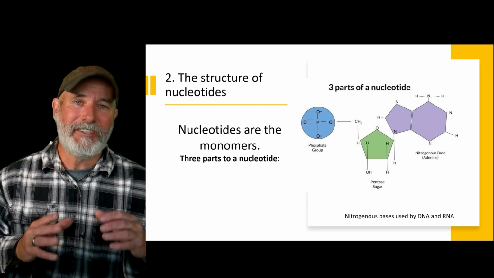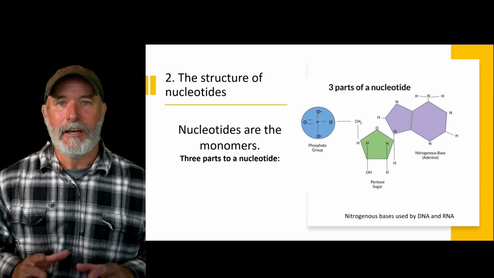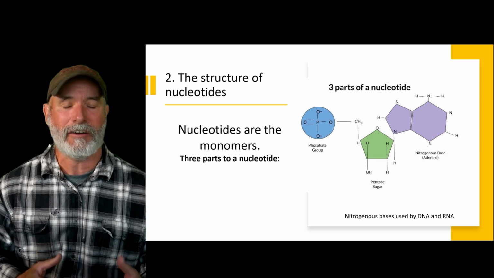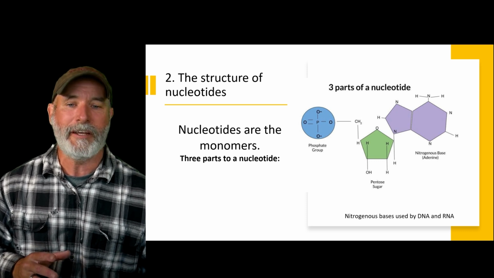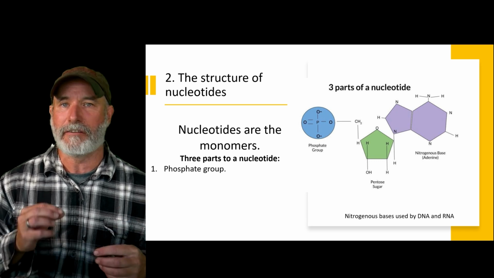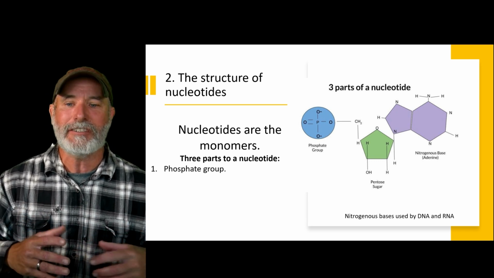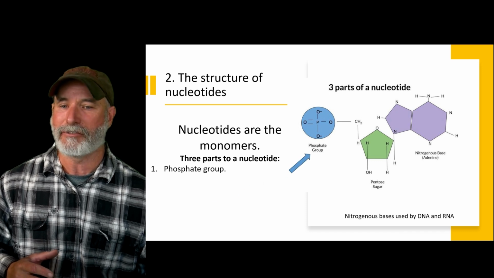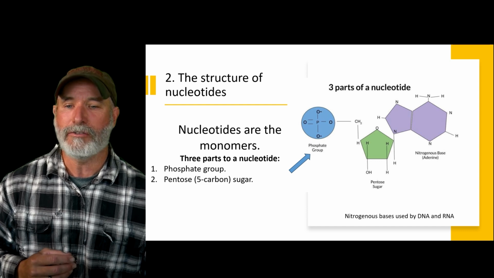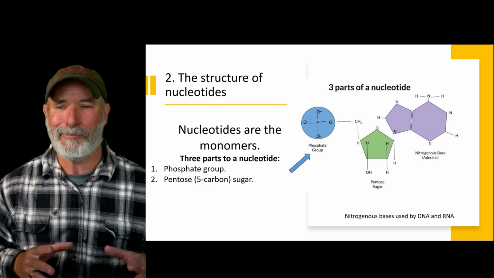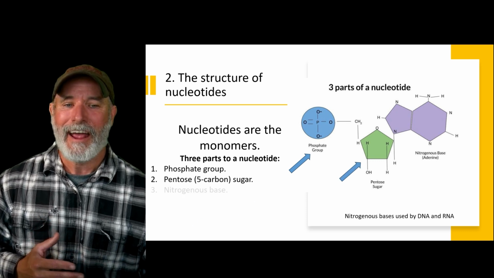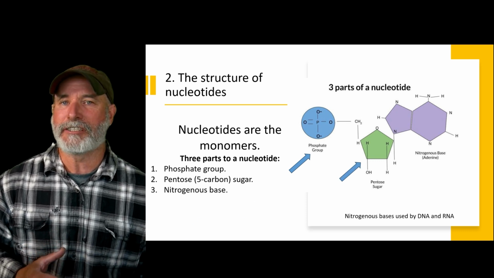Okay, let's dive into the structure of nucleotides. Nucleotides are the monomers. These are the building blocks of our RNA and our DNA, and they're basically made of three different parts. You've got a phosphate group. You can see that blue circle, that's a phosphorus surrounded by oxygens. That's our phosphate group, very hydrophilic. Then we have a 5-carbon sugar, a pentose sugar. And you're going, pentose? I don't know pentose. Think ribose and deoxyribose, but it's a pentose sugar. Pento means 5.